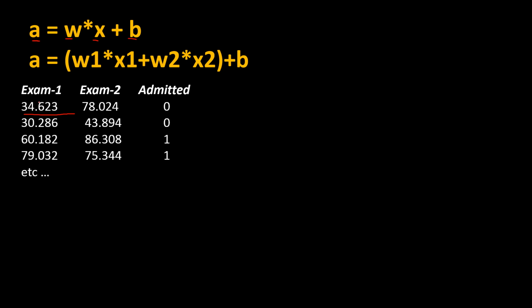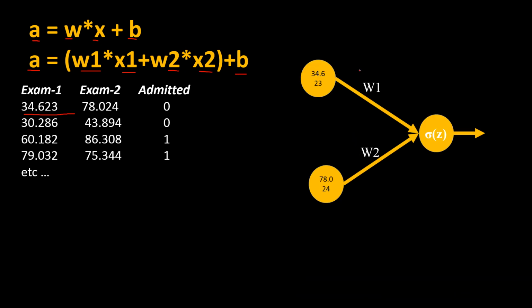In this case, we have two input variables, so our model will look something like this: A, the predicted output, is equal to w1 into x1 plus w2 into x2 plus a bias term. Let's consider the first example, 3478. But initially we don't know what W1 and W2 are. We need to learn this.